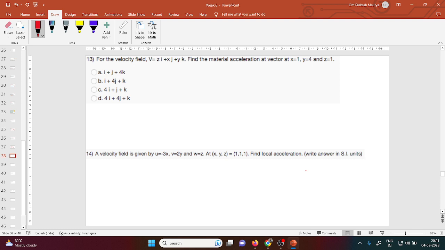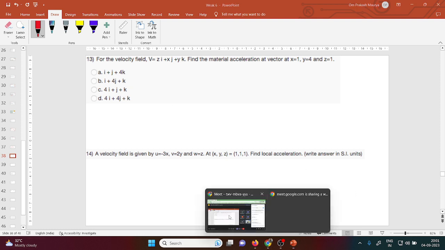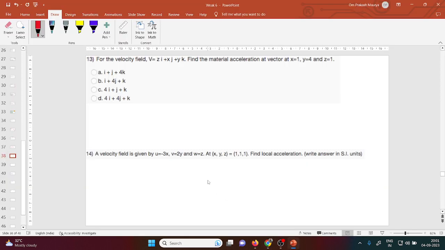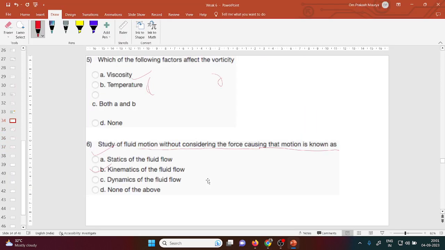Somebody is asking something. Who is asking? Let me check. Can you please show the 5 6 again? Yes, definitely, sure. Yes, please take the screenshot. Okay people, you can take whatever I have discussed, the concept. Pradeep, your concept is clear regarding the Eulerian? Yes, yes, very much. Thank you so much.